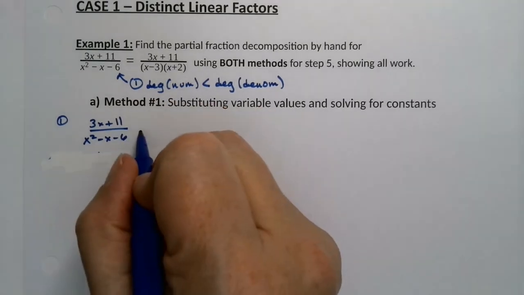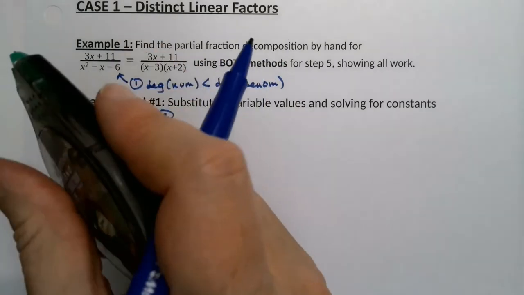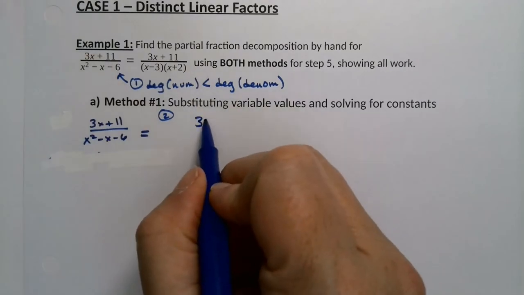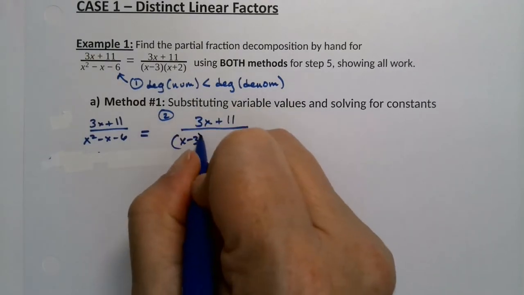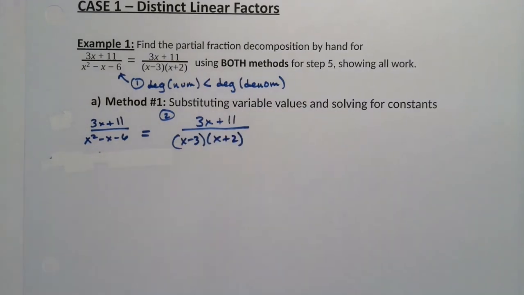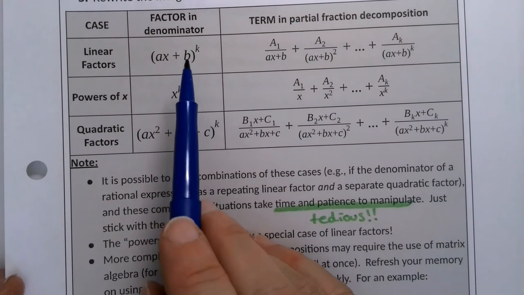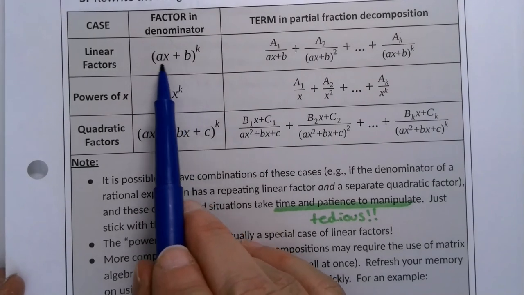All right, so that would be equal to, now step number 2, right, so step number 1's done. Step number 2, I'm going to factor, which I already did on the previous page, so I'll do it again. 3x plus 11 over x minus 3, x plus 2. Okay, now step number 3. We need to rewrite it in one of these cases. So we look at our denominator factors, and they're both linear factors. It's x minus 3 and x plus 2.